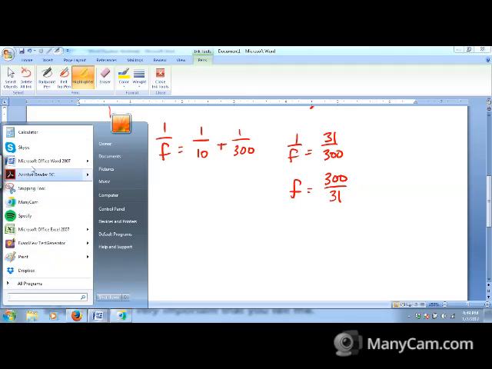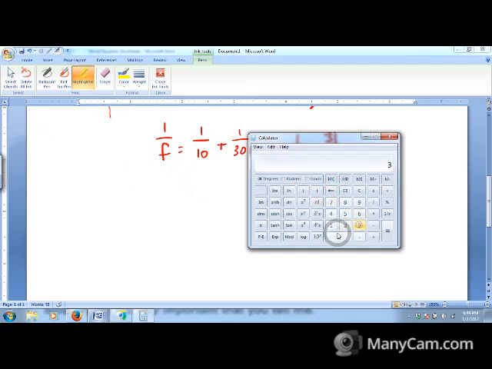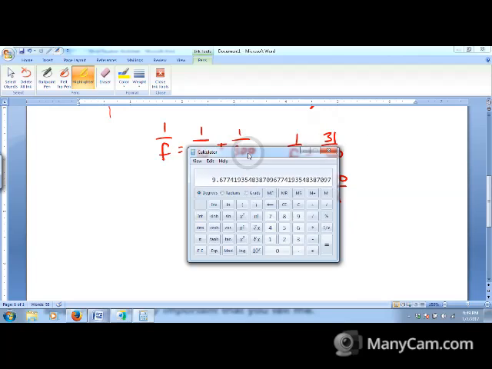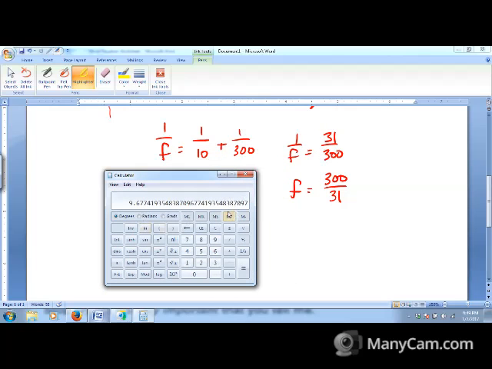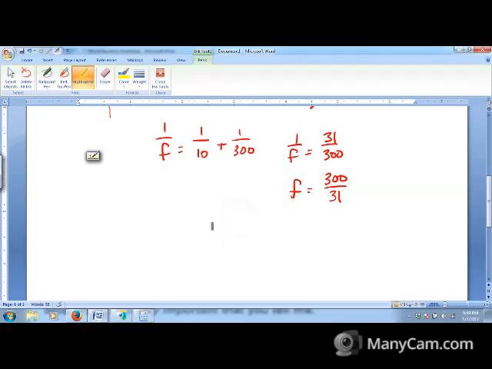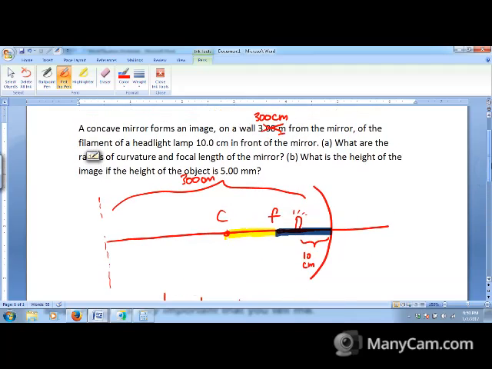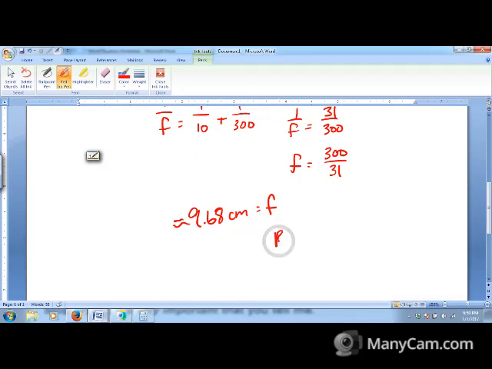So I don't know if this is as a decimal. I guess I can probably find that out. Like 9.67, which I'll round to 9.68 centimeters for our focal length, and the center of curvature, or the radius of curvature, would be twice that. So 2 times that, which would get us about 19.4 centimeters.